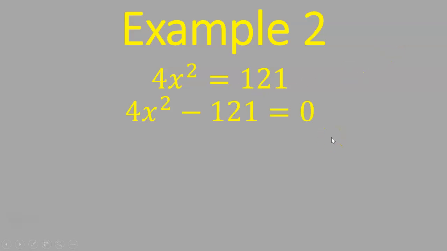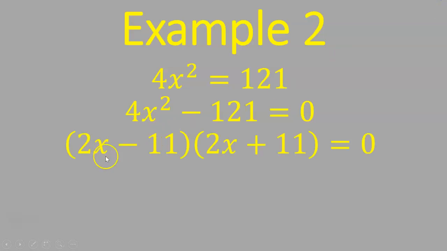Second example here to solve. This time we don't have that equals 0 we need, so let's get it by subtracting 121 from both sides. Same thing, perfect square minus perfect square. So what times itself makes 4x squared? That'd be 2x. What times itself makes 121? That'd be 11. So it becomes 2x minus 11 and 2x plus 11.